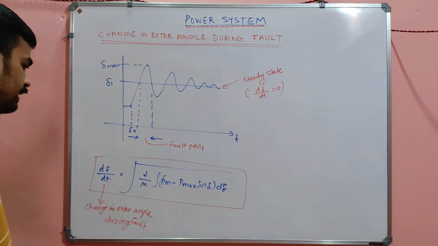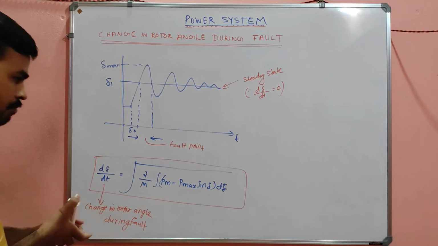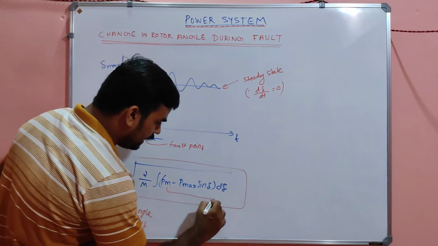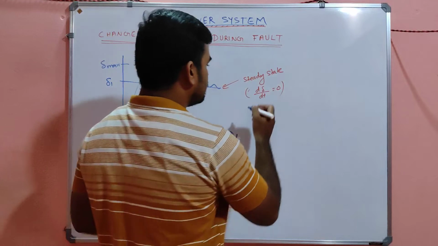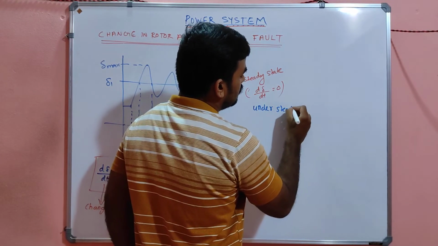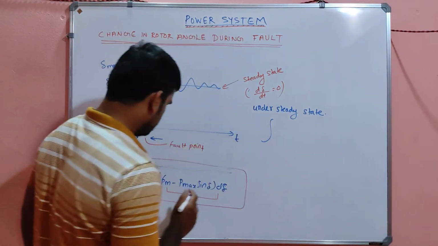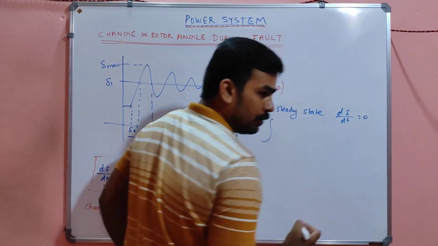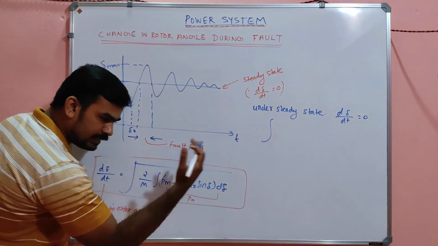So I can say that Pm minus Pmax into sine delta, this is called what, my dear? PA, am I right? PA, accelerating power. So I can say that under steady state operation, d del by dt is equal to 0. This is equal to 0 means this RHS will be equal to 0.